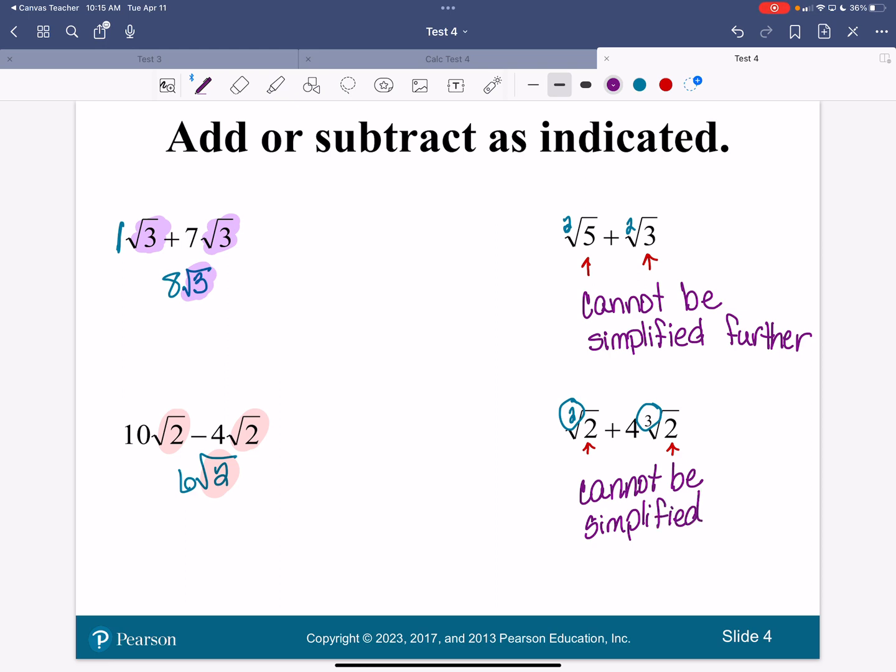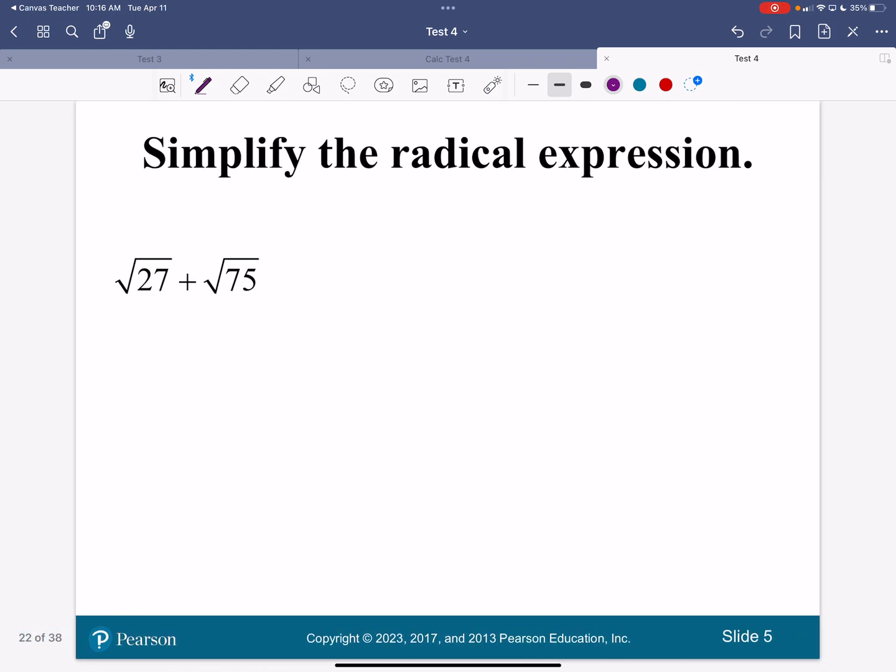Okay? Okay, and so we're going to spend the next 30 minutes or so talking about these types of problems and when we can simplify and when we can't simplify. Okay? That's what we're looking at. Okay, so let's get started. Sometimes we have to simplify the radical first.